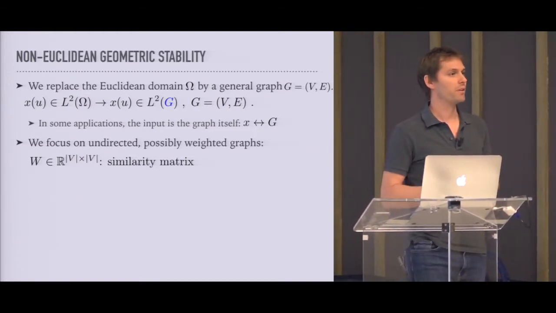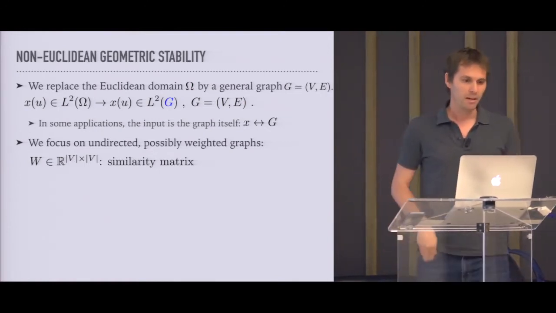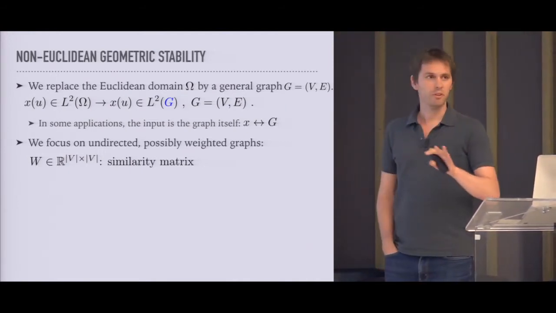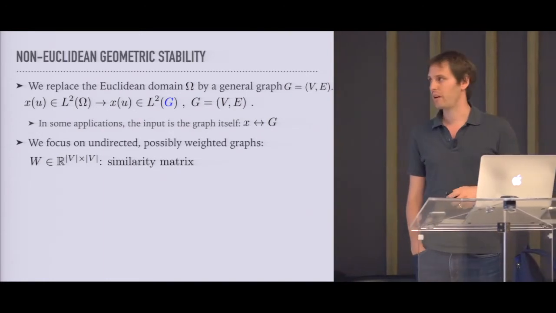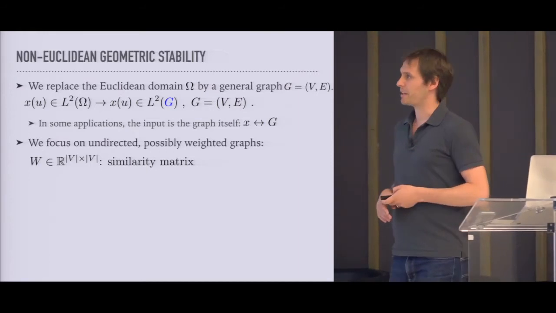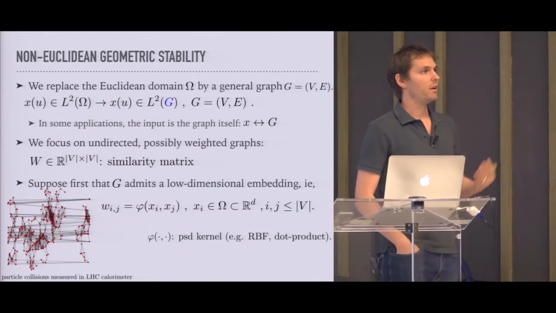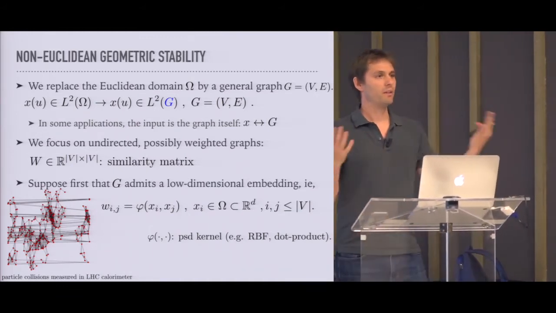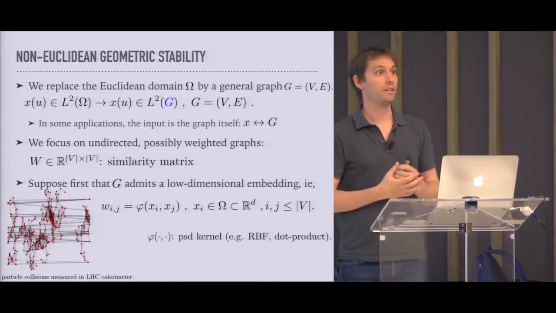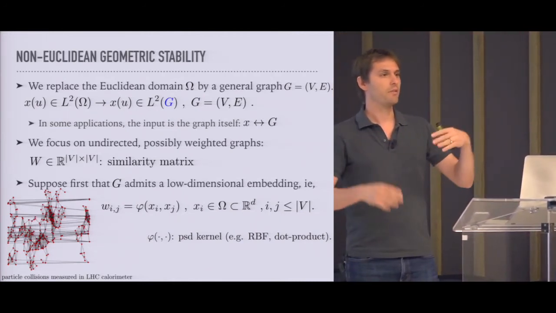In the case of Euclidean images, I could show you what we mean by this geometric stability. What does it mean in general? We can start with models that are undirected. For the rest of the talk, I'm just going to focus on undirected graphs, and the similarity of the problem is encoded in this similarity matrix. First we assume that this graph can be embedded in a low-dimensional space. Think about the first example where my graph is modeling, let's say, the particles in a particle accelerator, where I have particles that are measured in, say, a 3 or 4-dimensional space.